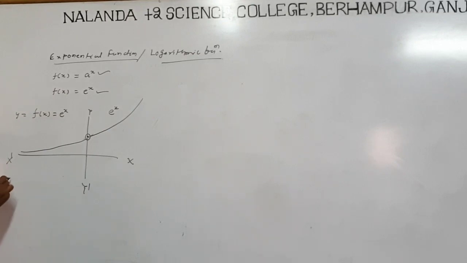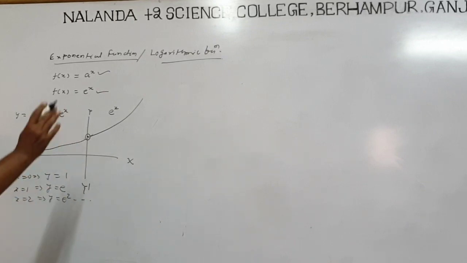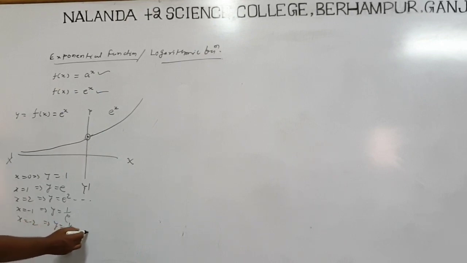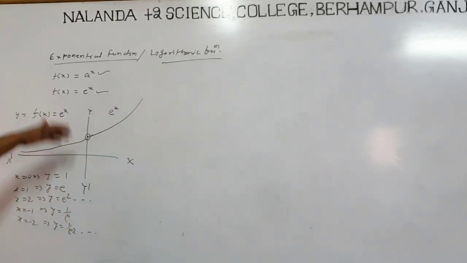Suppose when x equals 0, y equals 1. When x equals 1, y equals e. When x equals 2, y equals e square. Dots for positive values. When x equals minus 1, y equals 1 by e. When x equals minus 2, y equals 1 by e square. Dots for negative values. Now this is the function called the exponential function.